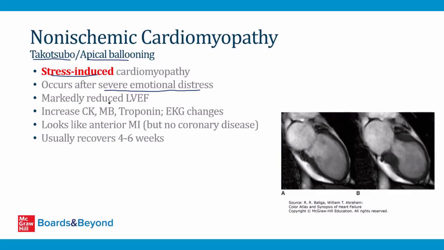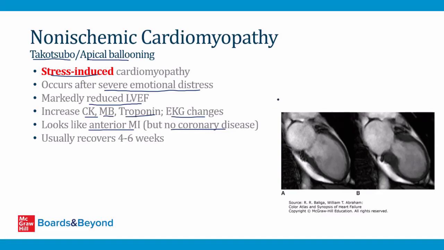When the cardiomyopathy develops, it leads to a markedly reduced left ventricular ejection fraction. Also, if you measure the cardiac enzyme levels like CK-MB and troponin, they will be elevated. And there can be EKG changes, often ST elevations, that look like an anterior myocardial infarction. But when you do an angiogram, there's no coronary disease.